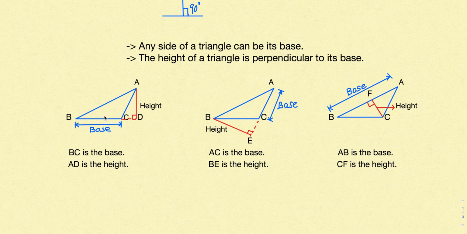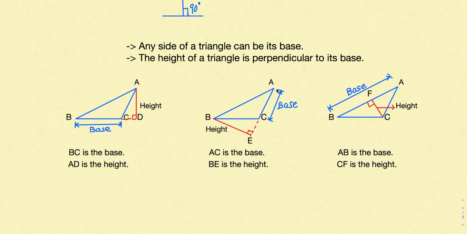So what's the other option? The other option is I can extend my base, which is here BC. See here, I have extended BC till D and then dropped a perpendicular from A on the base. So now this is my height for the triangle. AD is the height for triangle ABC, given that I've chosen BC as my base.